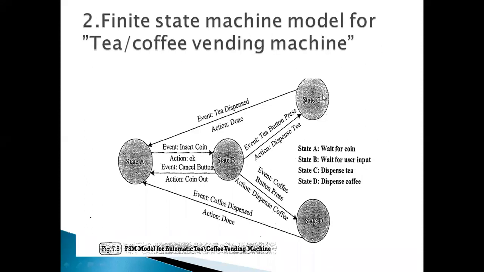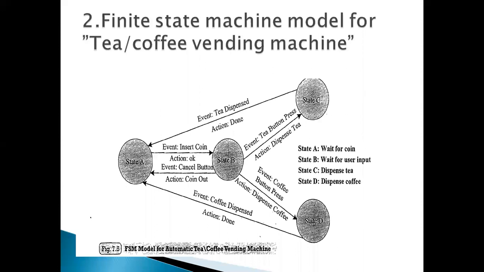So here, the finite state machine model for the tea coffee vending machine. So another example is the tea coffee vending machine. Usually whenever you go to shopping malls or hospitals, they keep a tea coffee vending machine. You have to put 5 rupees, then select tea or coffee, and it will dispense the tea or coffee.